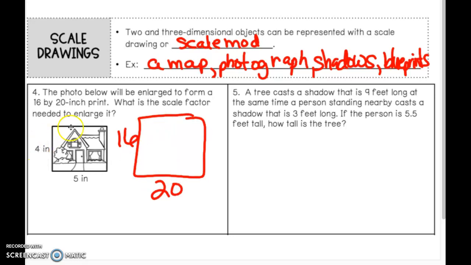Well, 4 times what is 16? And it has to be the same number. So 4 times 4 is 16. 5 times 4 is 20. So the scale factor is 4.